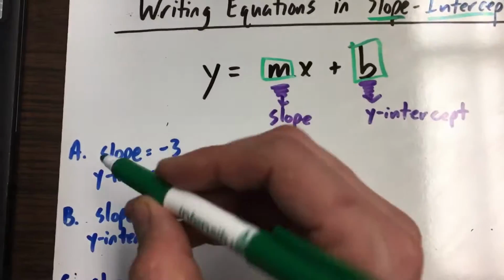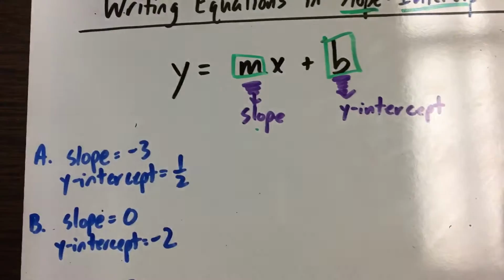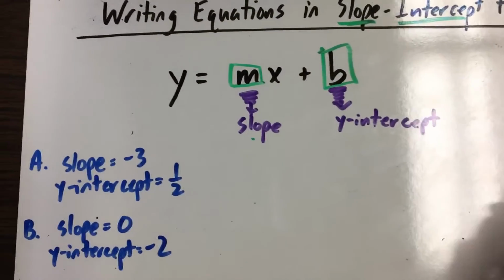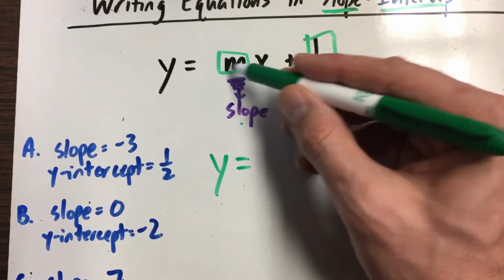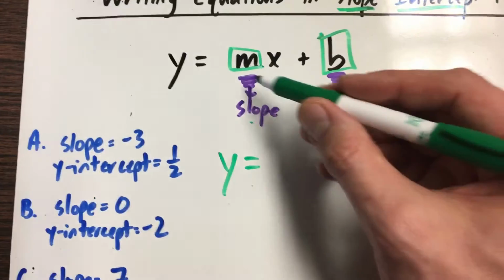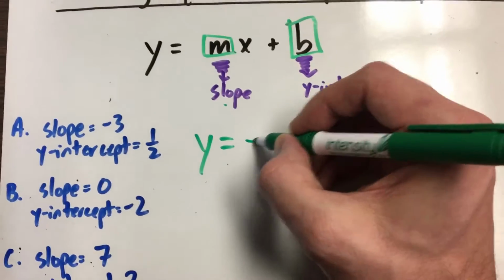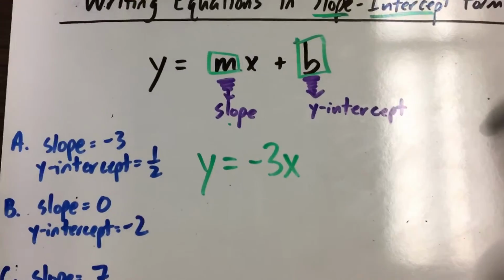So look at letter A. They say, write the formula if the slope is -3 and the y-intercept is 1/2. So literally all you have to do is, in the spot of the letter m where the slope is, you're going to put the slope. In this question, the slope is -3. So instead of an m, because you'll never actually have an m in your formula, you're going to have a number there. We're going to have -3x.